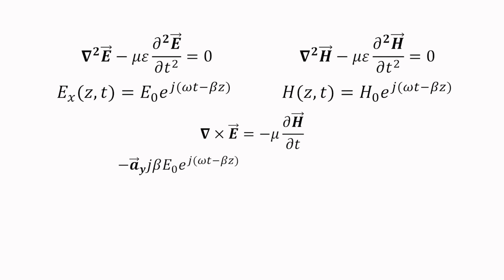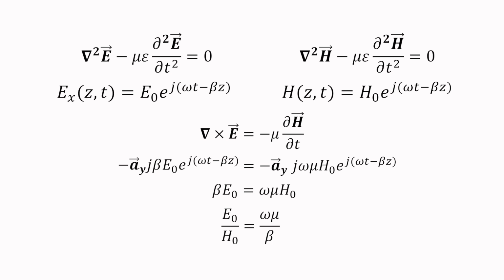Looking at the right side of the curl equation and our general solution for H, we see that the time derivative of H equals j omega H, bringing the right side to minus j omega mu H. Comparing this to the expression we just derived for the curl of E, H clearly has only a component in the y direction. Canceling like terms and rearranging shows that the ratio of the electric and magnetic field amplitudes equals omega mu over beta. Remember that omega over beta equals 1 over the square root of mu epsilon, and the resulting expression is the square root of mu over epsilon.